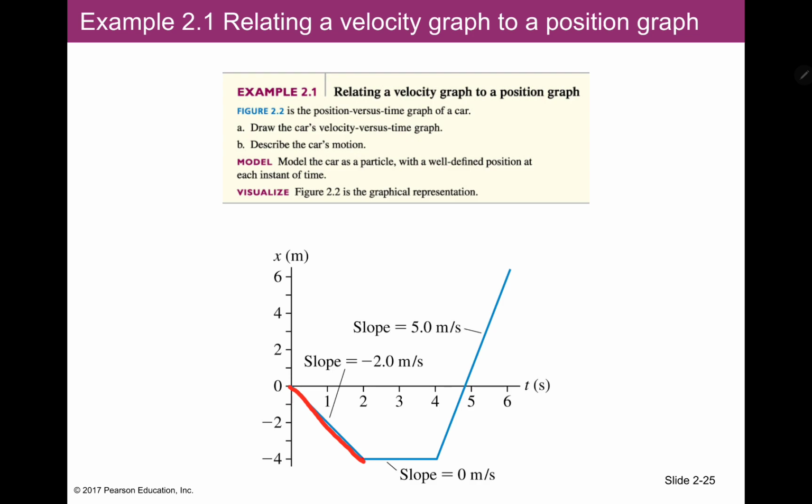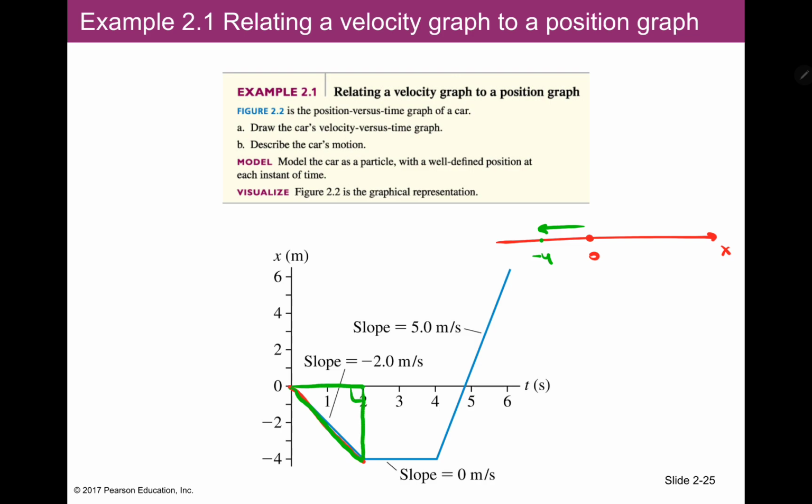Let me draw it here: x coordinate, and this is the 0 position. At the beginning it was here, then after 2 seconds position becomes -4, somewhere here. So it's moving backward during the first 2 seconds. We need to find velocity, and this is a straight line, so its velocity is constant.